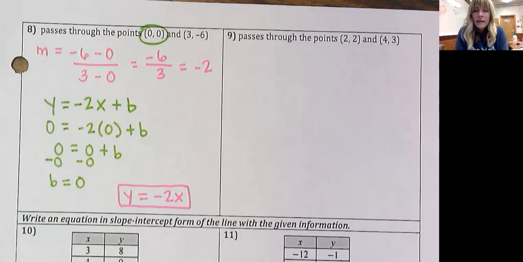All right, number 9. Look at that. It says, I need an equation of a line that passes through the points (2, 2) and (4, 3). I'm going to give you a minute right now to first find the slope. Go ahead, slope formula.